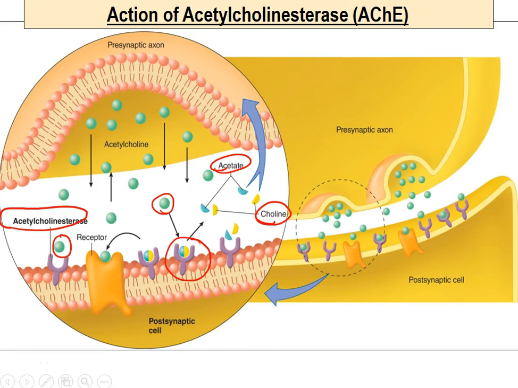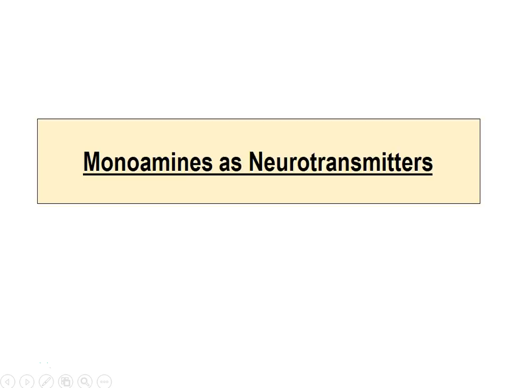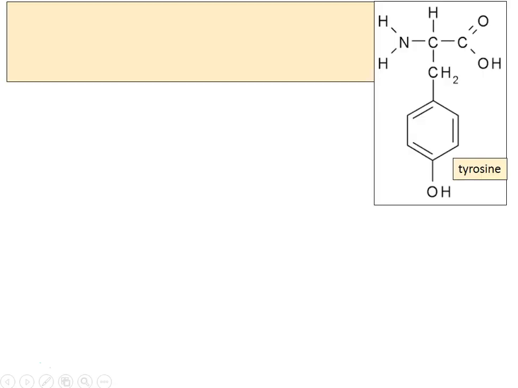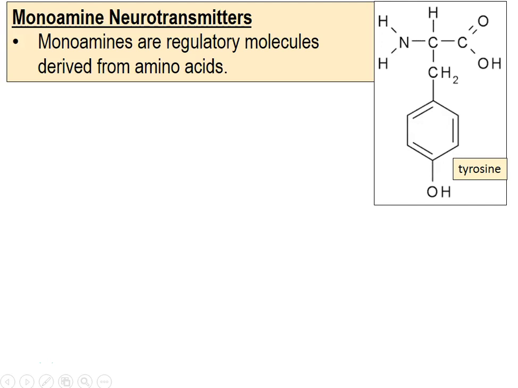So I'd like to go on and talk about more neurotransmitters, for example, the monoamines. And the monoamines are neurotransmitters that have amines as part of their chemical structure, and they have a single amine, 1. And so monoamine neurotransmitters are derived from amino acids. And here we have a picture of the amino acid tyrosine.